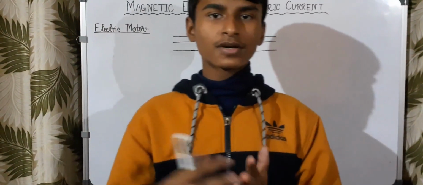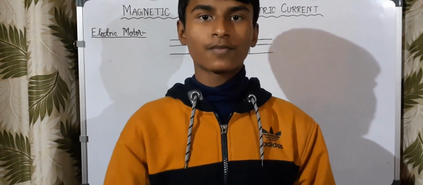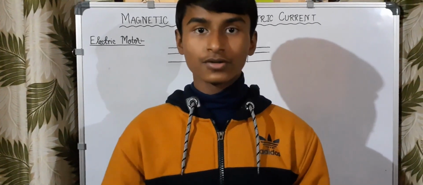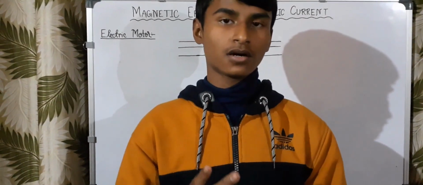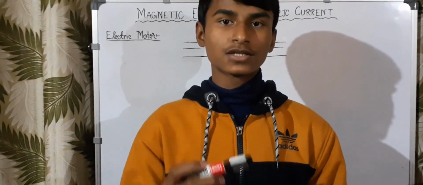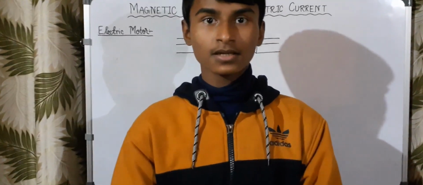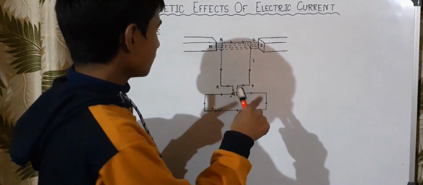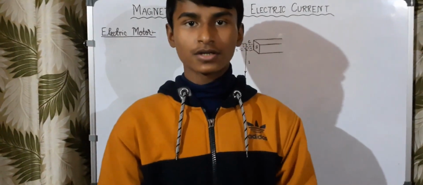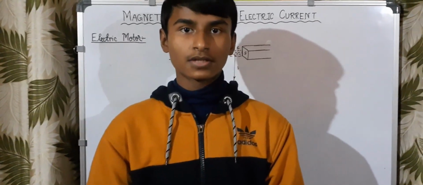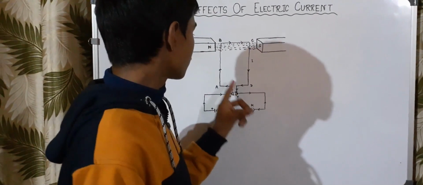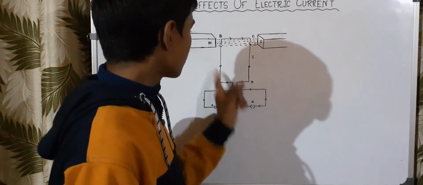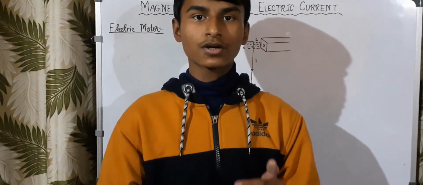Now there are many commercial uses of motors, like in our home, in electric motors for pumping water and all, we use motors. The commercial motors generally use three things. Instead of a permanent magnet, they use an electromagnet. There are many turns in the coil so that the power of the motor increases. Also, a soft iron core is used, in which the coil is wound, so that the motor works more efficiently.